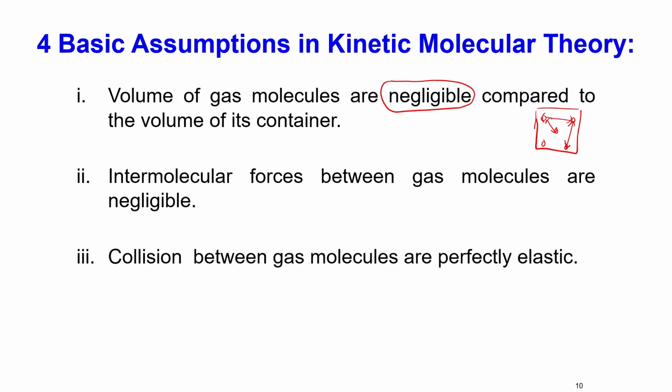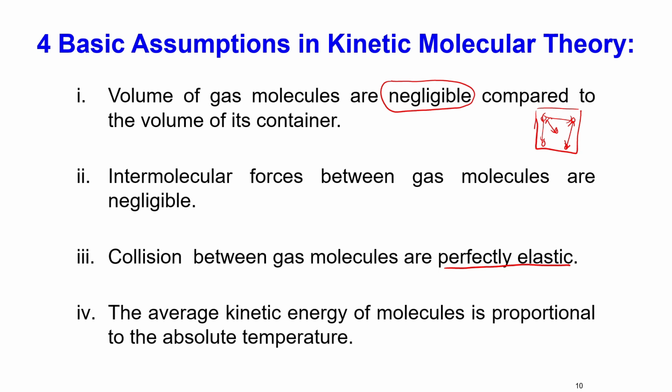And collision between gas molecule are perfectly elastic, meaning bila dia berlanggar antara satu sama lain, dia tak akan melekat. So dia akan bounce back dan bergerak semula. And the last one, the average kinetic energy of molecule is proportional to the absolute temperature. Maksudnya bila temperature increase, kinetic energy untuk gas molecule pun akan increase. So if all gases obey these 4 basic assumptions, we can say that the gas is ideal gas.